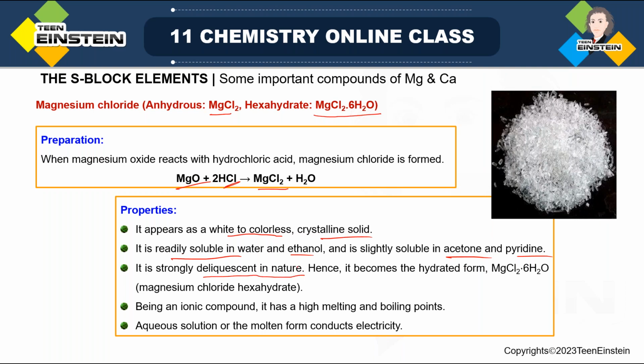It is strongly deliquescent in nature, so if you keep it in open air, it will attract water. That is the reason it becomes the hydrated form MgCl2·6H2O, and the name will be magnesium chloride hexahydrate. Being an ionic compound, its melting and boiling points are very high, and in aqueous solution or in the molten state, in both states it can conduct electricity because of free Mg2+ ions.